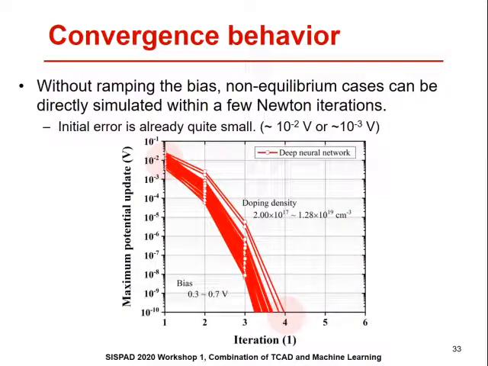When the generated potential profile is used as the initial guess, without ramping the bias, non-equilibrium cases can be directly simulated within a few Newton iterations. It is possible because the initial error is already quite small.